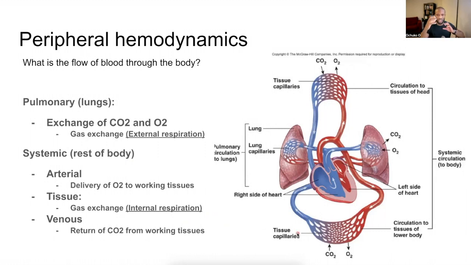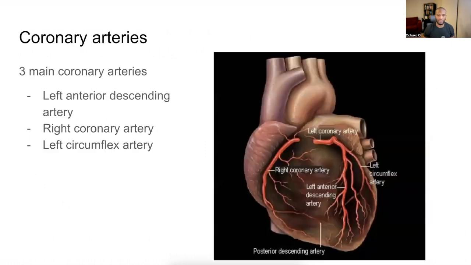And that gas exchange, oxygen is going to go into the tissue, carbon dioxide goes into the capillaries, which then goes into the venules, which then goes into the veins, and then goes all the way back to the heart. And this cycle just continues. The other part of the circulation that we're going to see blood go to is the heart itself.